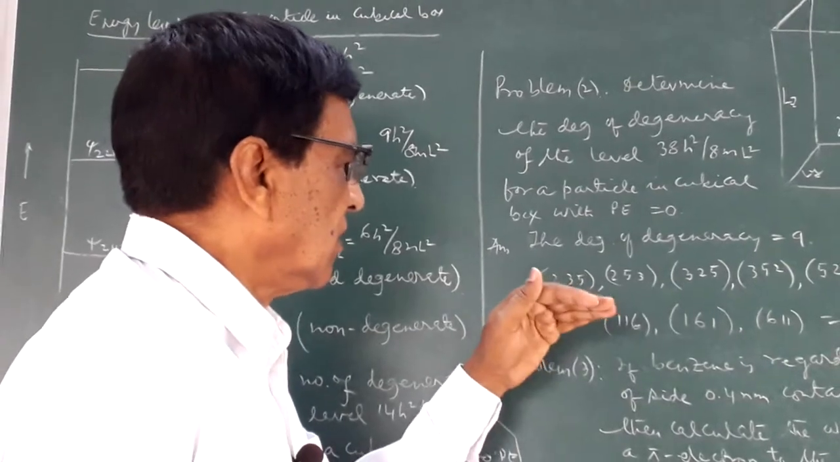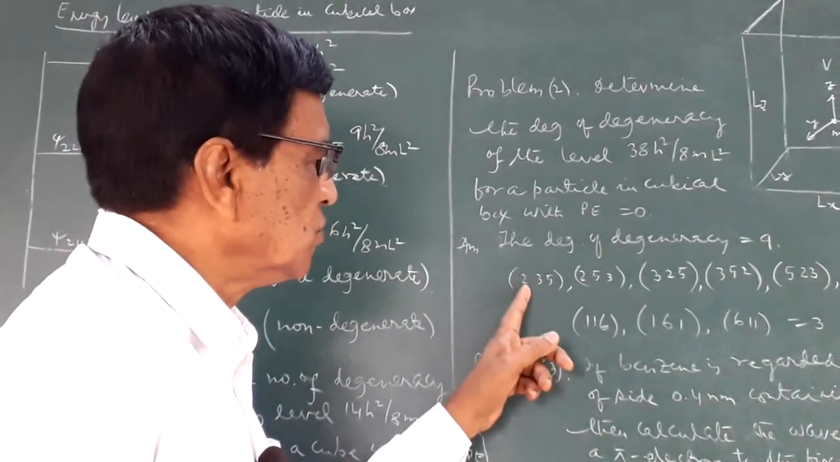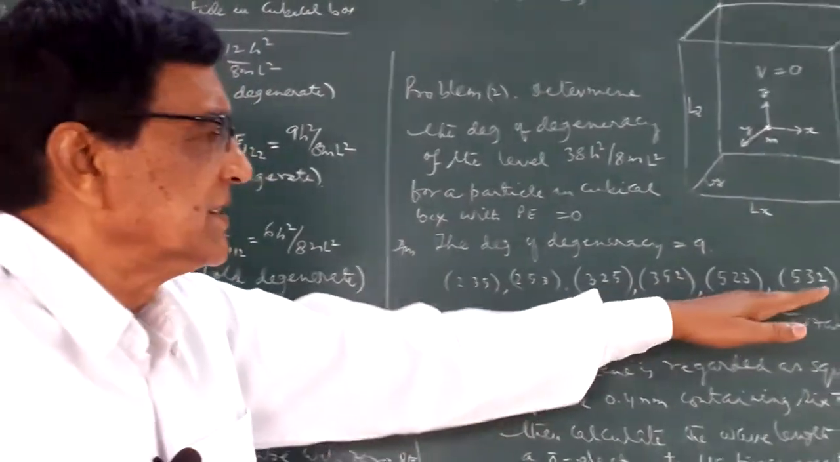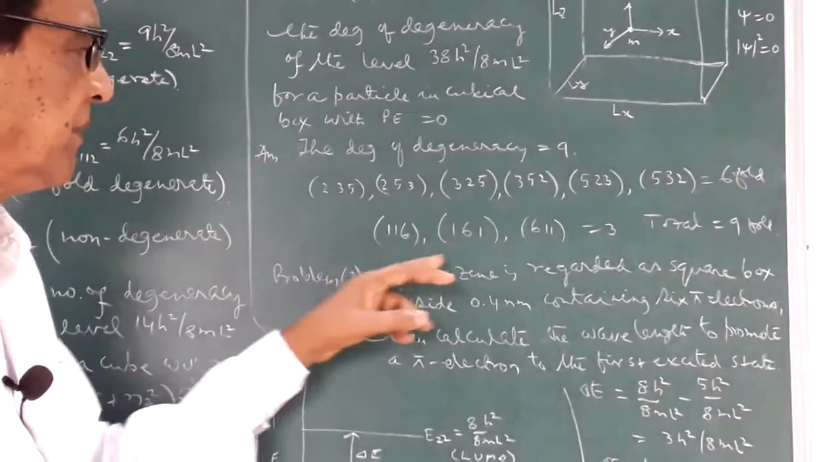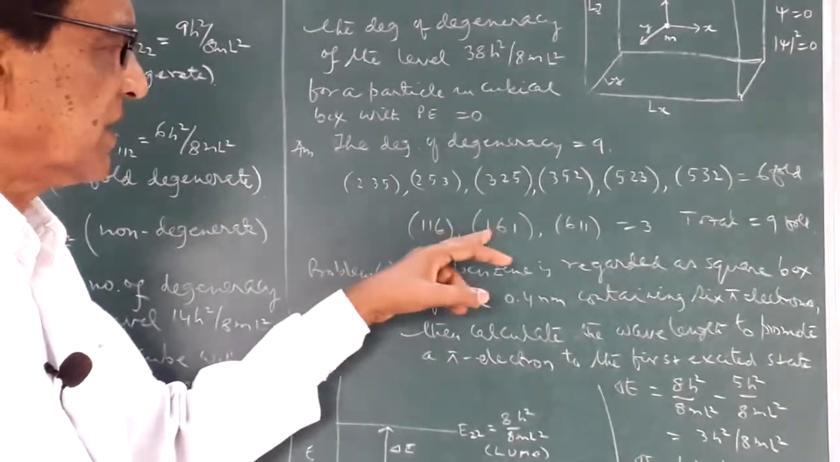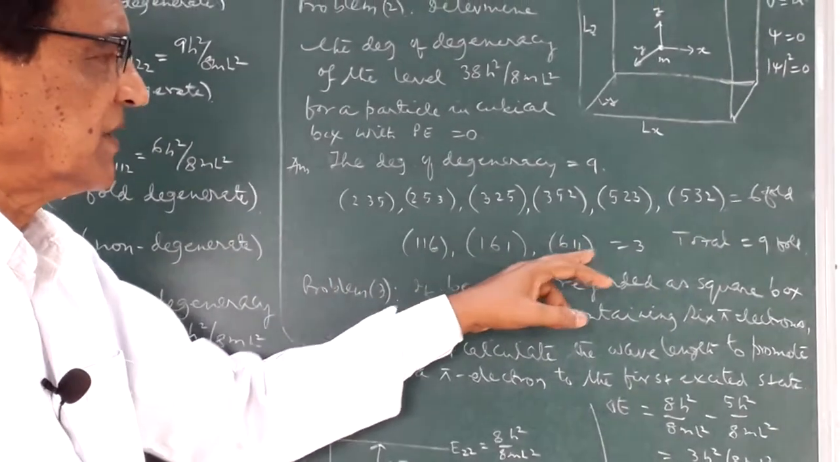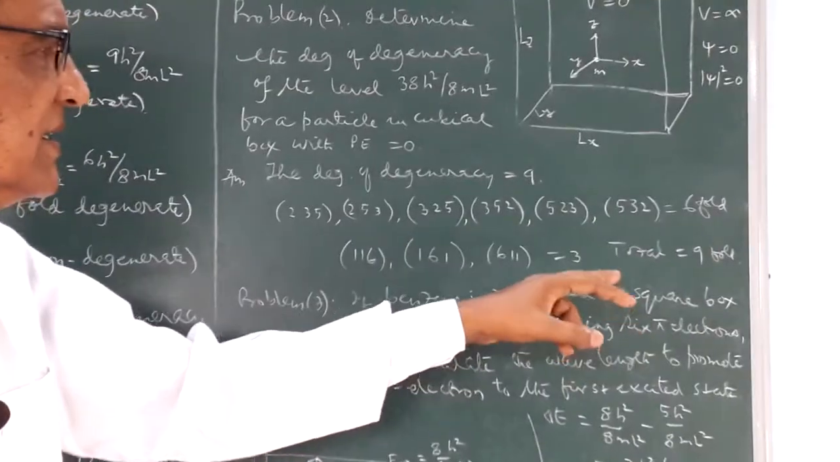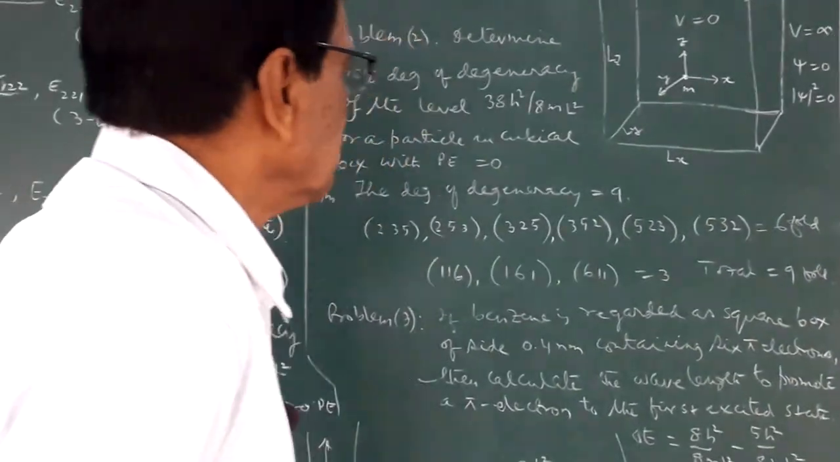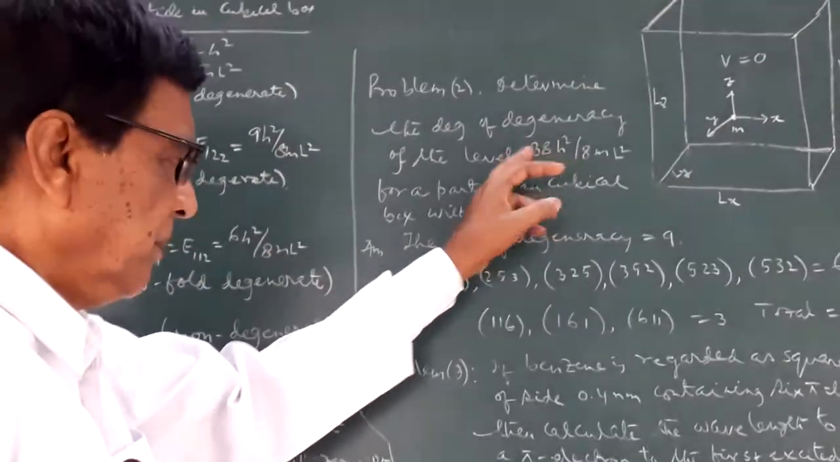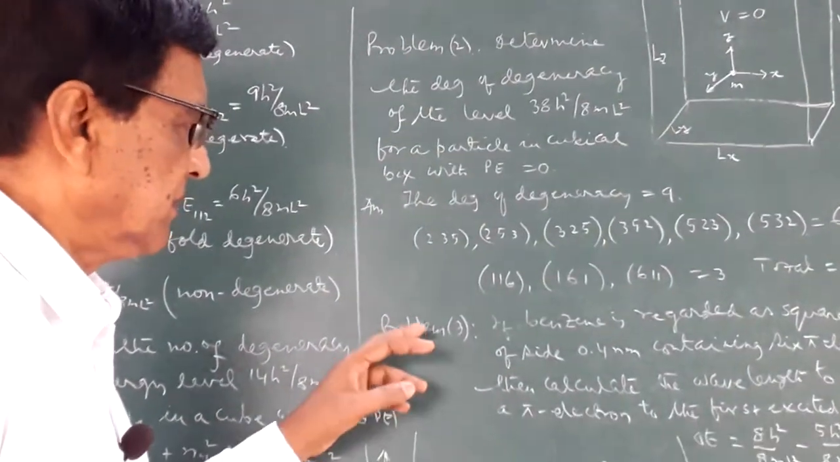So in this case, whenever we are taking these three quantum numbers, 2, 3, 5, then it will be 6-fold. And again, this combination may also happen: 1, 1, 6, 1, 6, 1, and 6, 1, 1. This is 3-fold. Total 6 and 3, total 9-fold degenerate. This level will be. Another problem, problem 3.